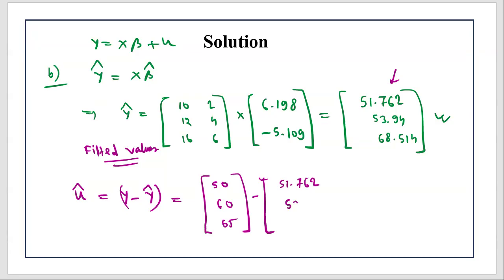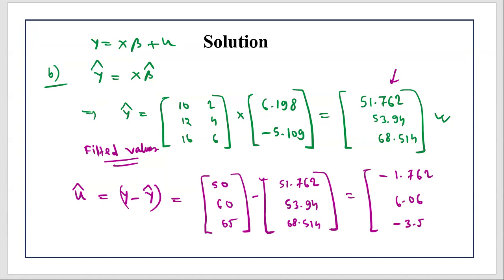51.762, 53.94, 68.514. If you take the subtraction, you will get minus 1.762, 6.06, and 3.514, right? So these are basically the estimated values. This is u1 cap, this is u2 cap, and this is u3 cap, right?